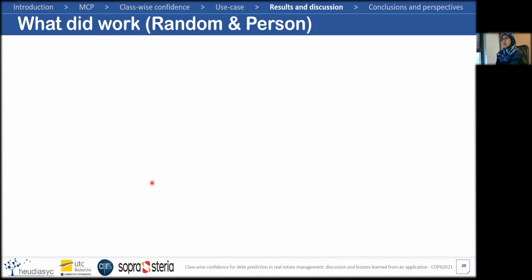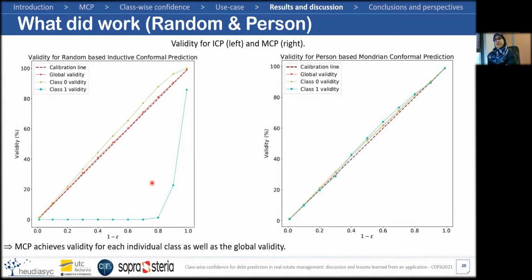Now, if we go to the splitting strategies that did work, which are random and person, and we look at the validity by comparing the ICP, or standard ICP, and the class-conditional MCP, we can see that the Mondrian conformal prediction gets better results. Validity is achieved not only for the overall data set, but also for the individual classes. Whereas in here, the minority class, which is class 1, suffers from validity.